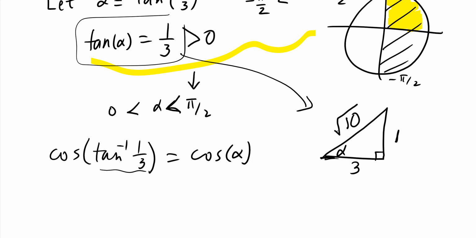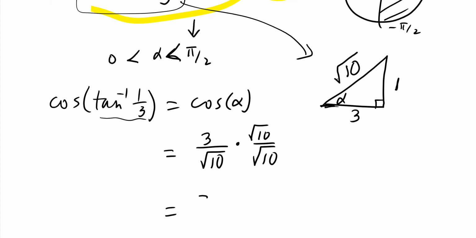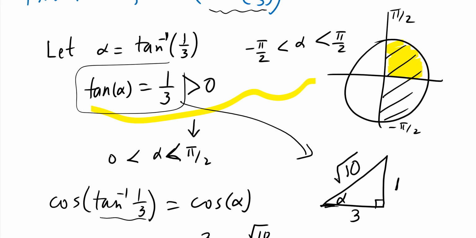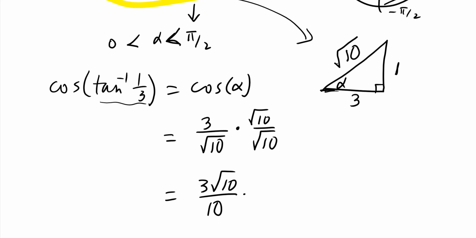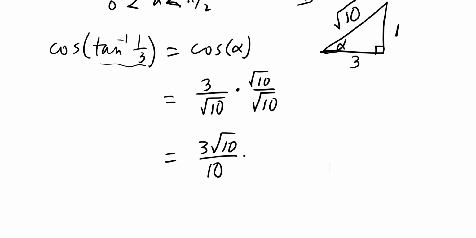So then I need cosine alpha. From here, cosine is the adjacent over the hypotenuse. And we would always like to see students rationalizing the denominator. So that gives me 3 square root of 10 over 10. One thing to pay attention to is the sign of the answer. Is it positive or negative? Well, I'm finding cosine alpha, and remember, we said alpha falls in the first quadrant. So that means it's positive. All the angles in the first quadrant are positive.